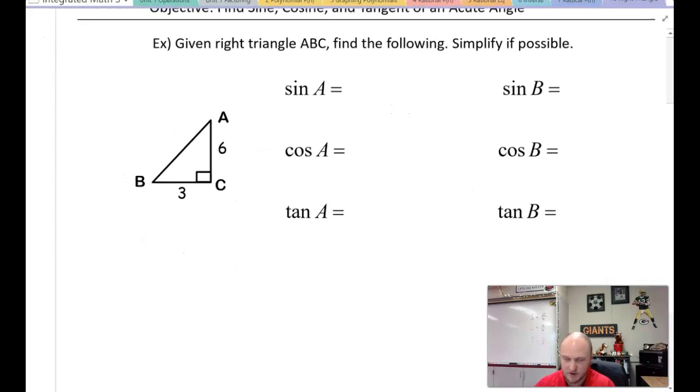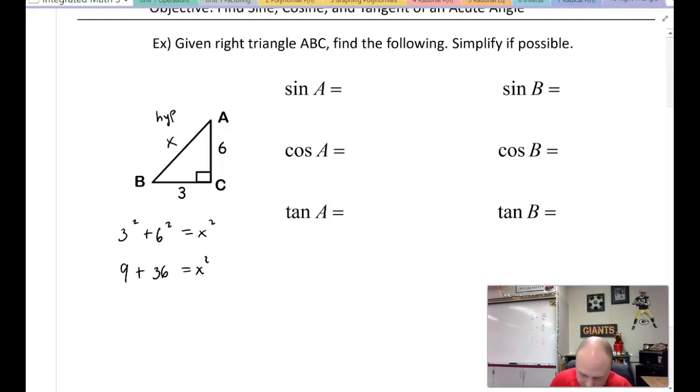Here is example number 3. Okay, and again, I have a right triangle where I need to find this side, I'll just call it x for now. This side's the hypotenuse, so that side has to be by itself in the Pythagorean theorem. So 3 squared plus 6 squared is equal to x squared. So 9 plus 36 is x squared. So 45 is x squared, and thus x must be equal to the square root of 45.